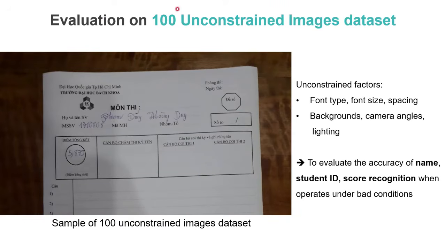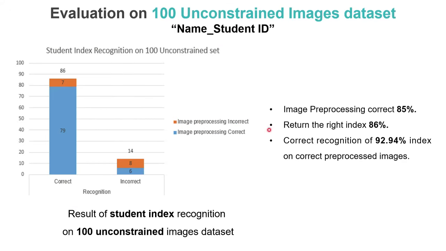So, evaluation on 100 unconstrained images. Unconstrained means unconstrained in font type, font size, and spacing between the words and between the numbers. The number here can go out of the circle limitation. It is for evaluating the name, student ID, and score recognition under bad conditions. You can see the result here. I will move on. The name and student ID, that is the index, recognition on 100 unconstrained images. You can see the result right here is quite good.